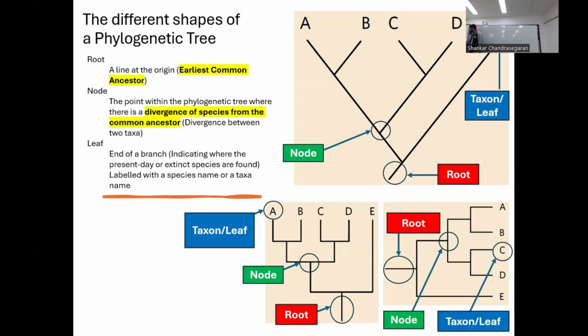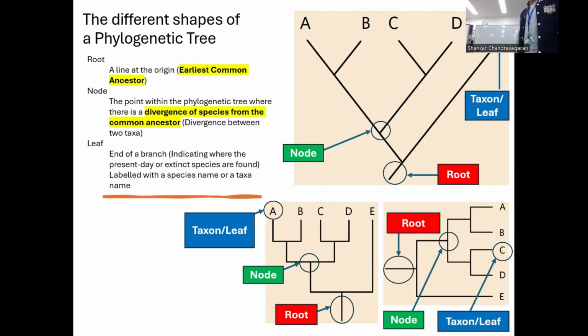So every time a node appears, there's more divergence happening, and then we will have our taxon or leaves at the very end of the phylogenetic tree. That is the end of the branch, indicating where the present day or extinct species are found, and we are labeling that either as species or with the taxon, which are A, B, C, D and E.